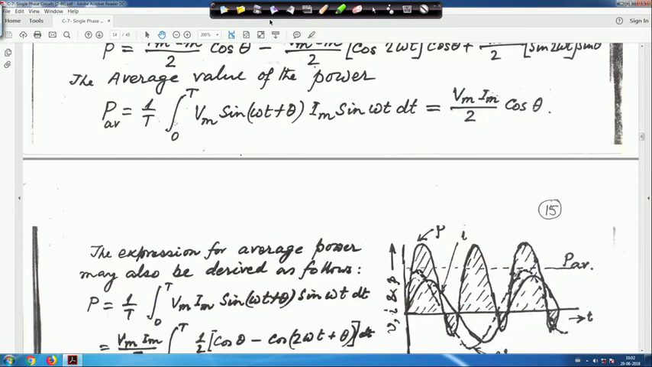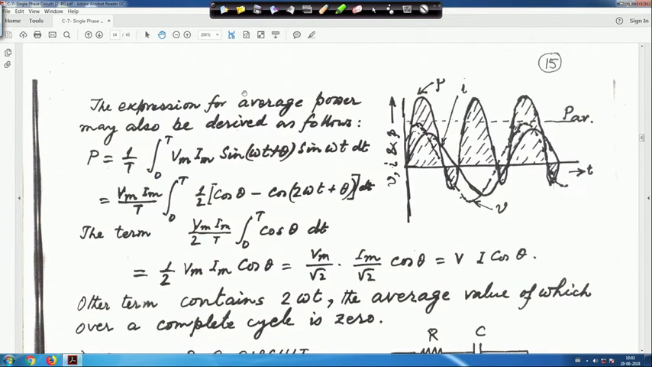Next is another way of doing this. This is the plot of the power. This is the current, and this dashed line is the voltage. The V, I and P are all shown just to give you some feeling that they are waveforms. This is the power. If you plot P equals V into I, the plot will be like this.